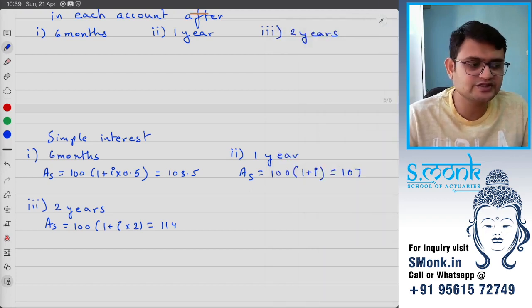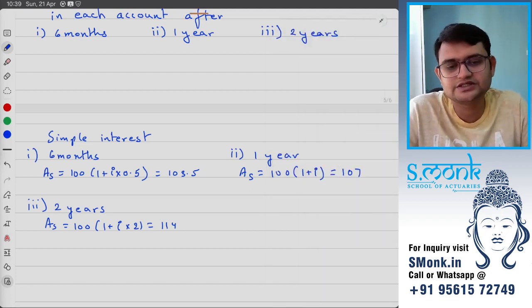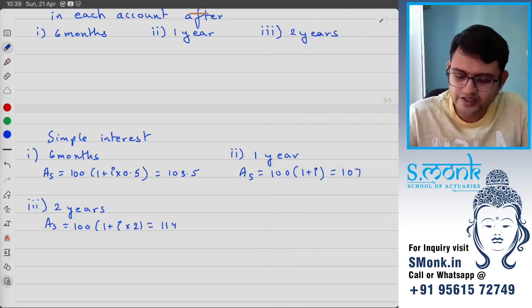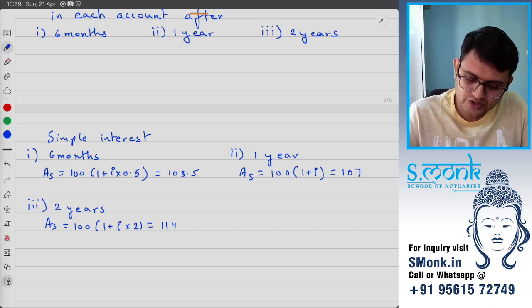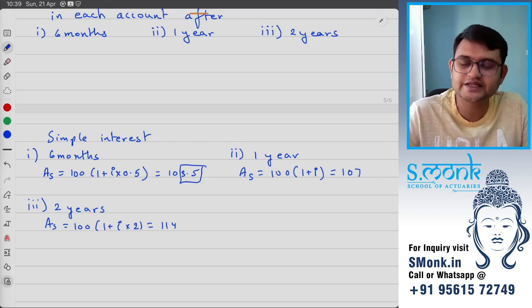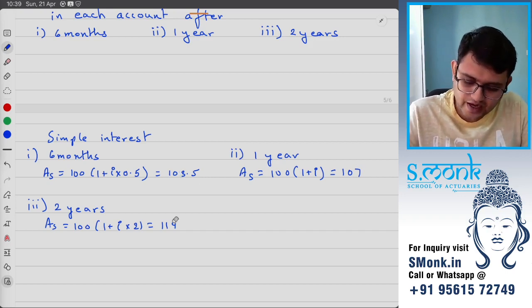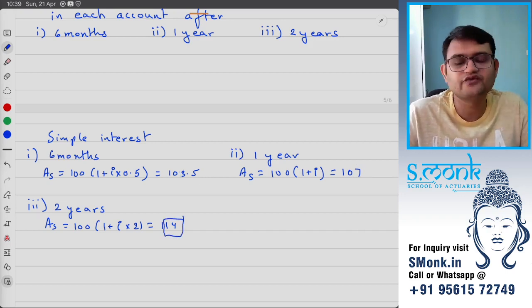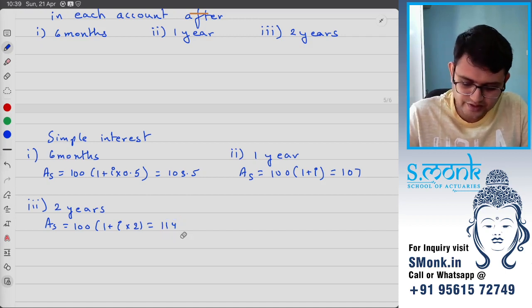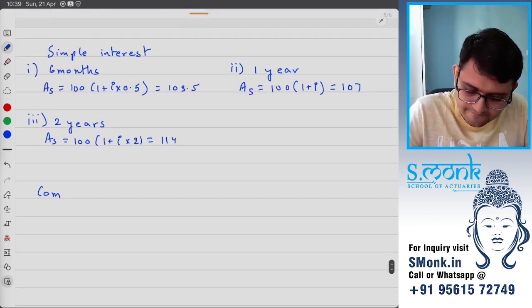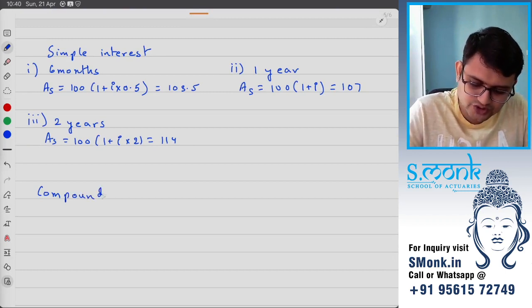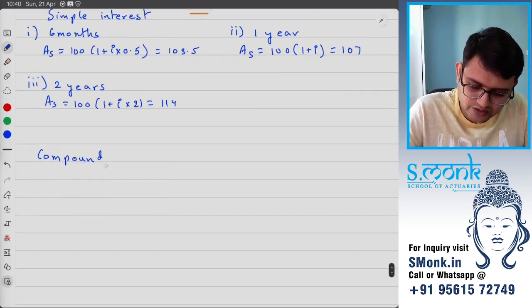For simple interest, you can clearly see that in 1 year we are supposed to get 7 rupees as interest. So in half a year we will get 3.5, and in 2 years we will get 14. It's very simple, right? But in compound, not so much.